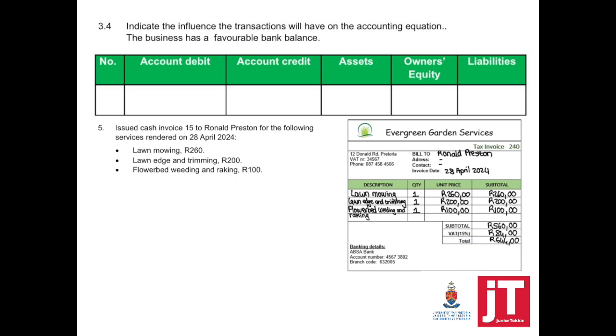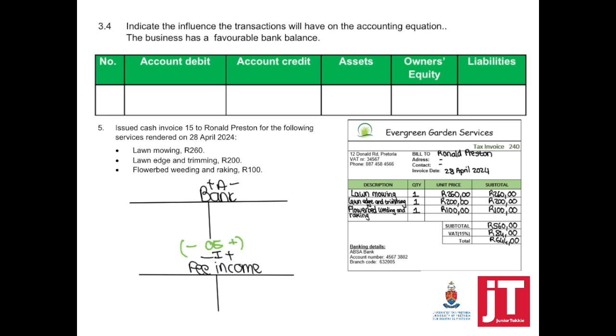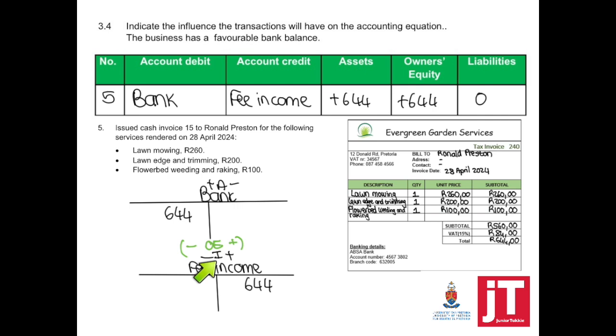When we render a service, it means that the business is going to receive money. If the business receives money, then bank will always be involved. Why did the business receive money? Our main income from services rendered will always be shown as fee income. The business receives money, bank is debited, fee income is credited. So on my accounting equation, assets will be plus, and because my income increases, it will have a positive effect on my owner's equity.